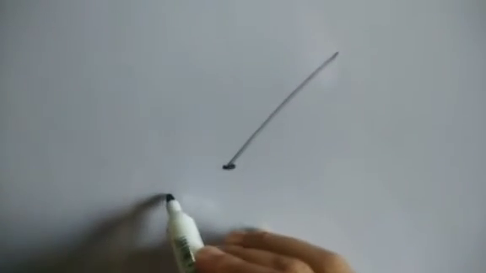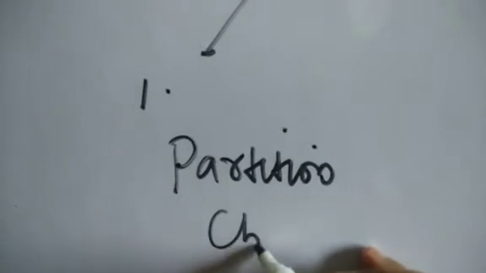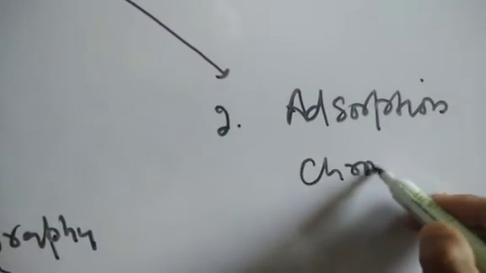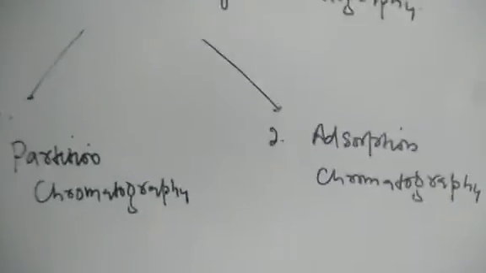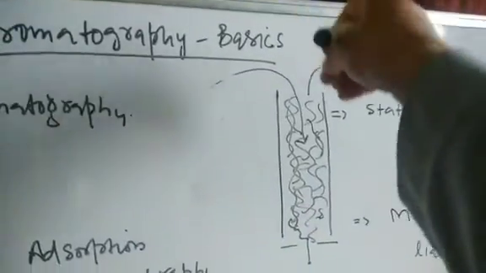Type 1 is partition chromatography. In the broader sense, the second one is adsorption chromatography. So there are partition chromatography and adsorption chromatography in the broader sense. What happens in partition chromatography? Again, keep in mind that we have a column packed with a stationary phase, and then we have another phase that is mobile and moving, which can be liquid or gas.